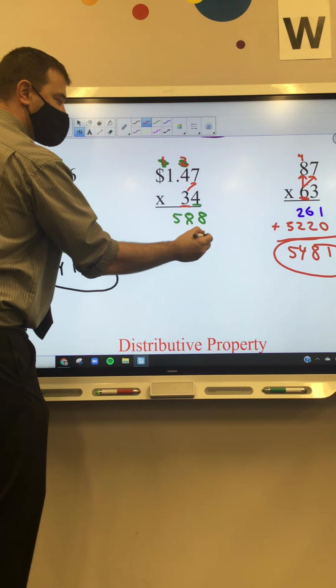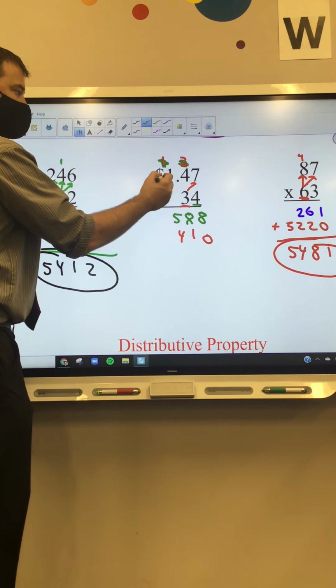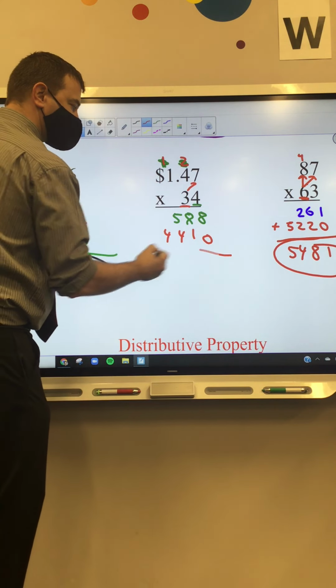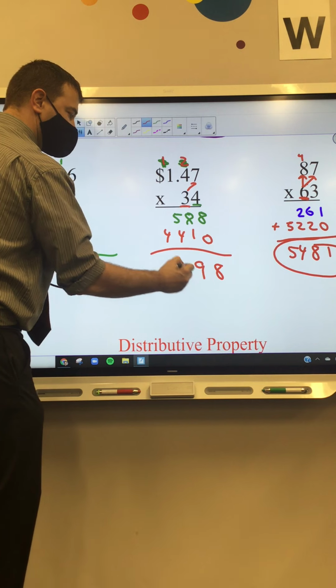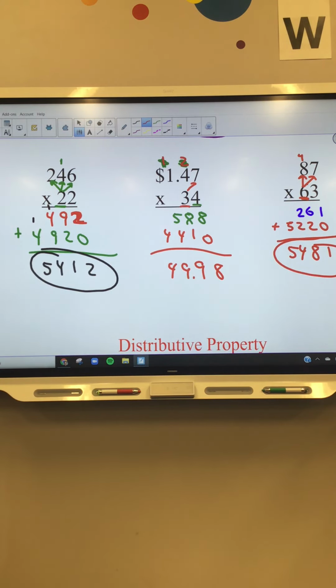Can't do that right there. I forgot my place value. 21, 14. 3 times 1 is 3. Plus 1 more is 4. So we've got 8, 9, 9, 4. Should be $49.98. No? No. What happened? Oh no. I got 12,390. Take a look, see what happened, so you can learn from it.